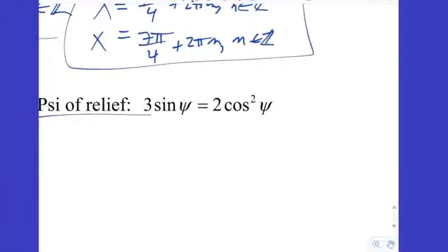3 sine of psi equals 2 cosine squared of psi. Sweet. This one's going to be fun. Any ideas what to do first? Take suggestions from the studio audience.